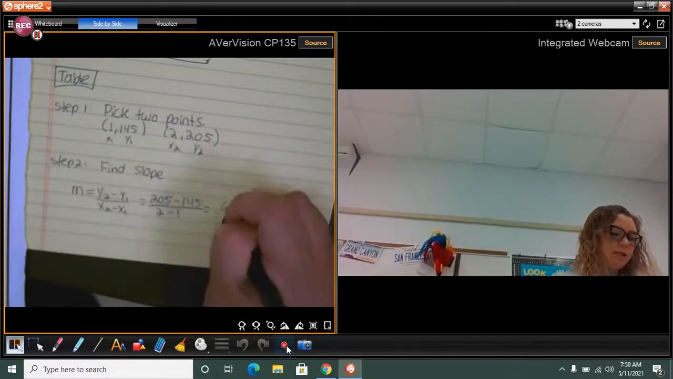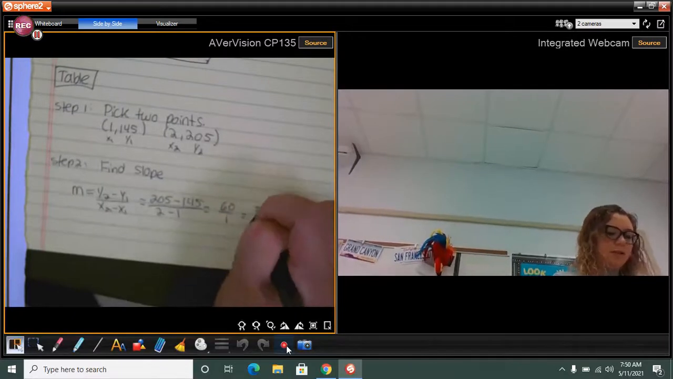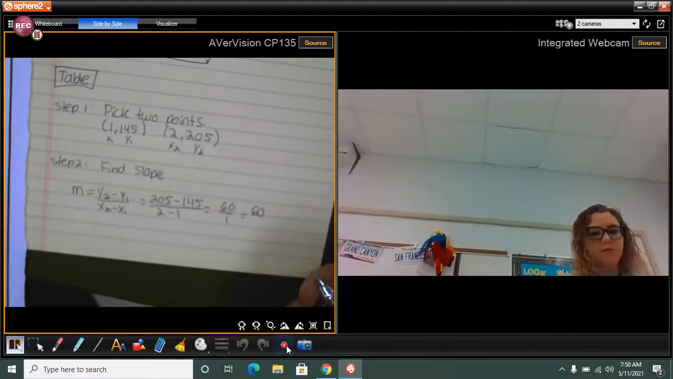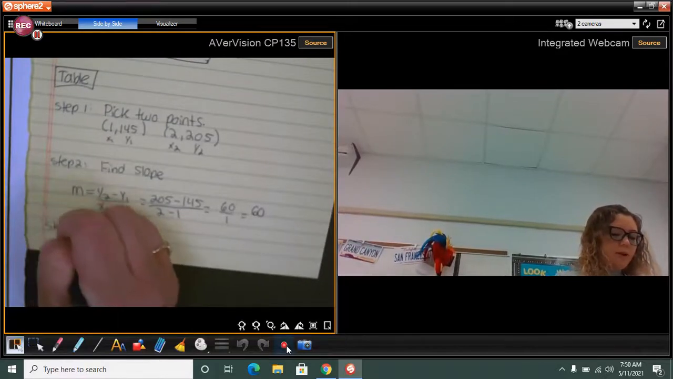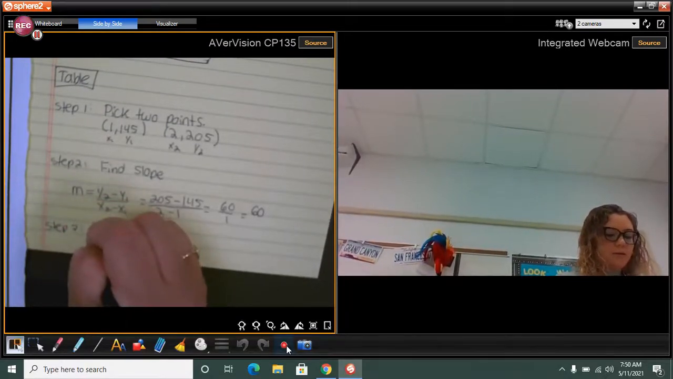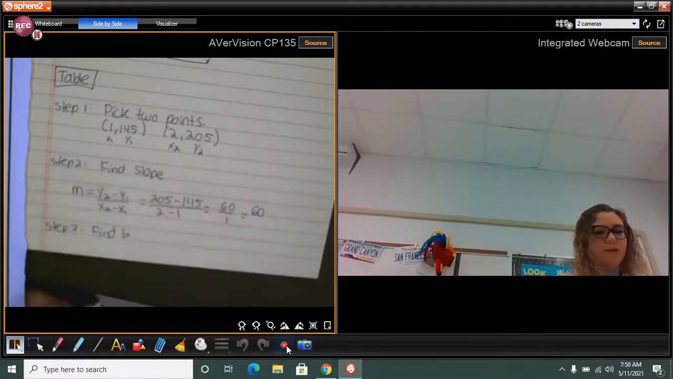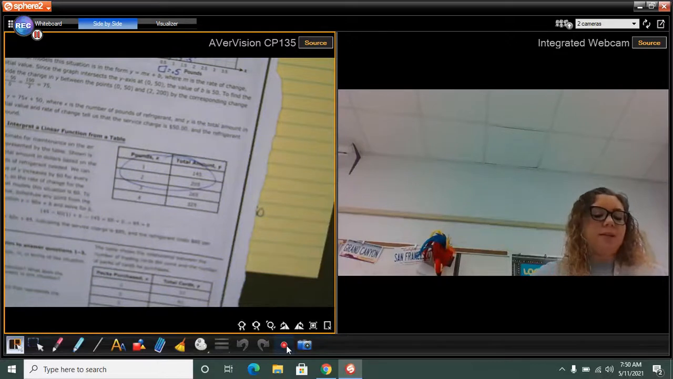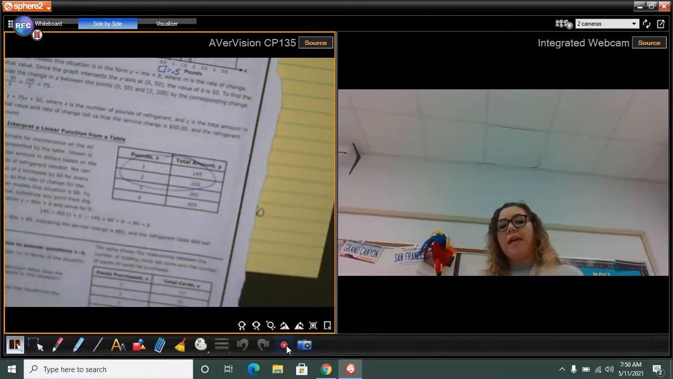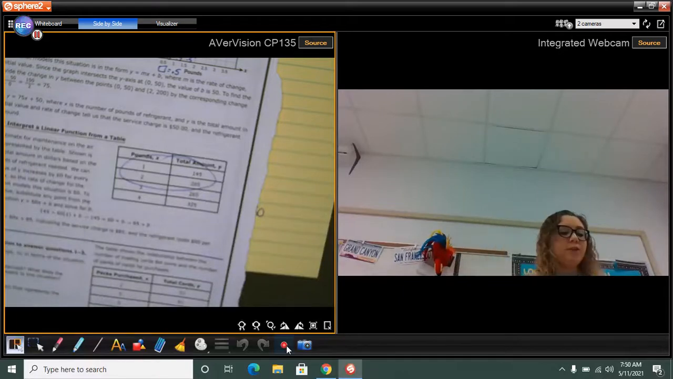And you get 60 over 1, which is just 60. And that is my slope. Okay, step 3, find your y-intercept. Now I want you to look at something. We know when x is 0, that is my y-intercept. Do you see an x that is 0? No. Okay, if you don't have an x that is 0, you have to find your b.